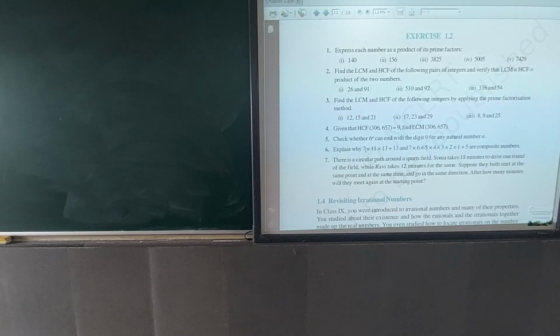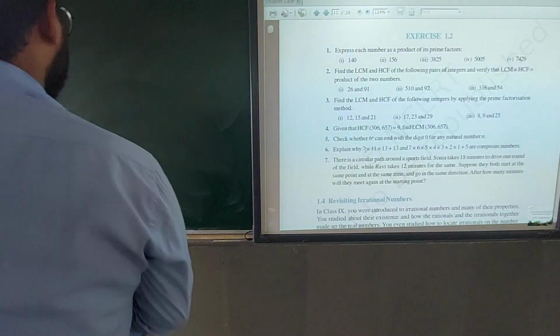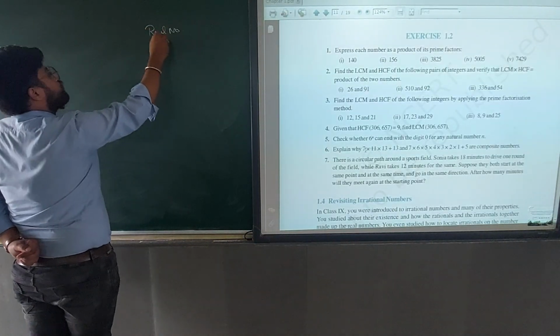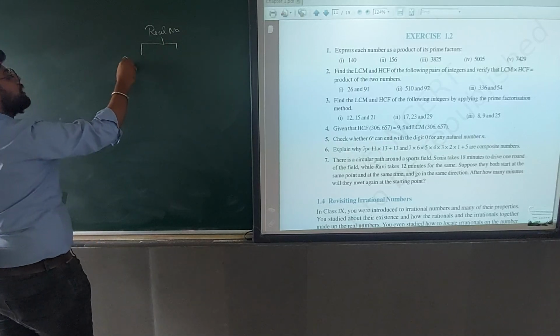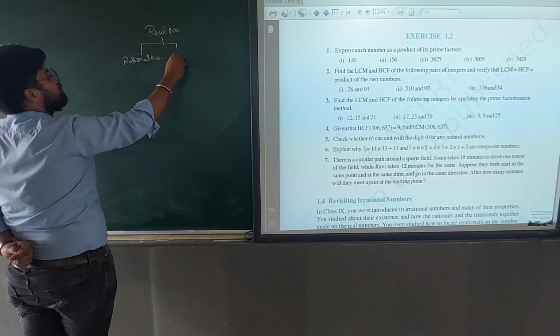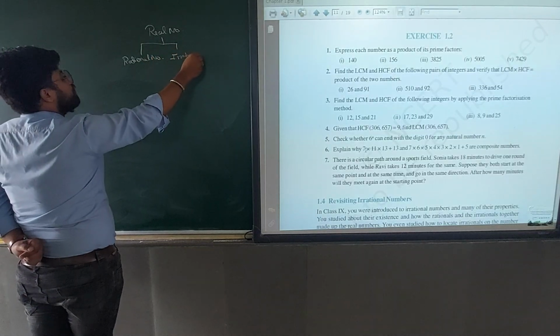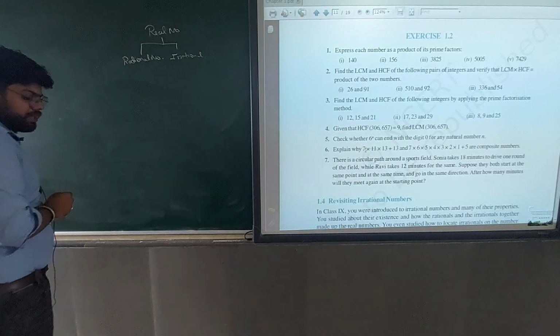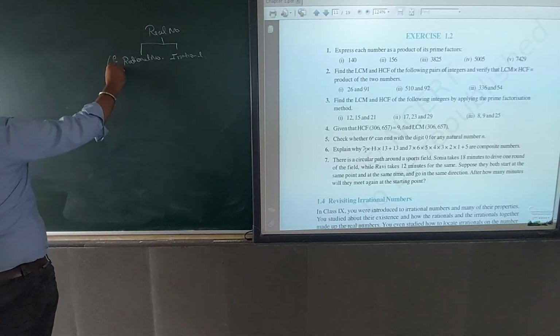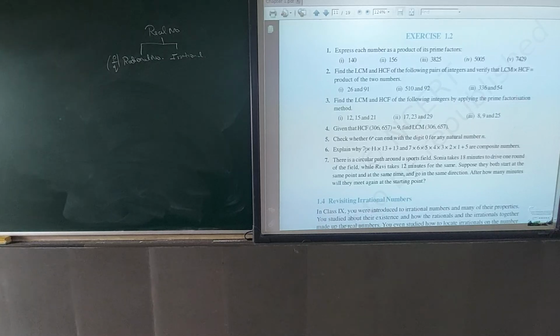So what are basically real numbers? Real numbers include two types of numbers, that is rational number and second one irrational number. So these two types of number are there. Then rational number is further divided into many things. So what are rational numbers? The numbers which can be represented in the form of p upon q are the rational numbers.